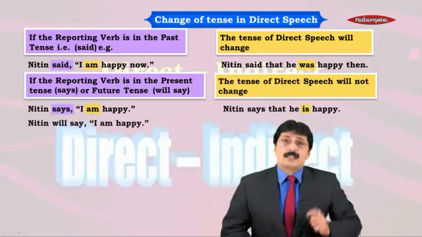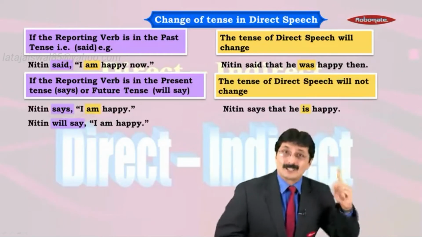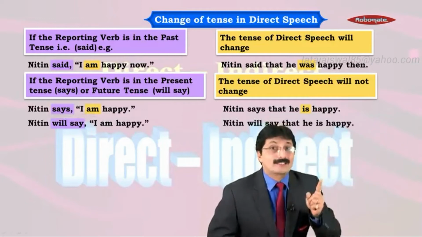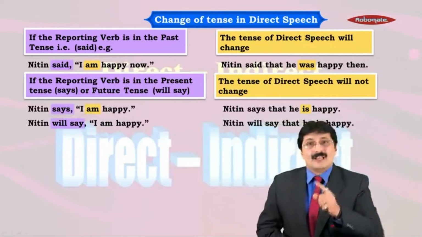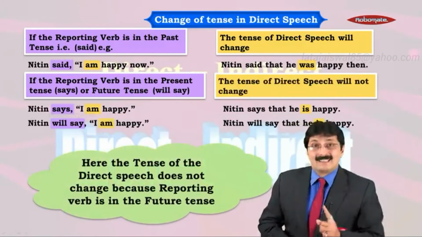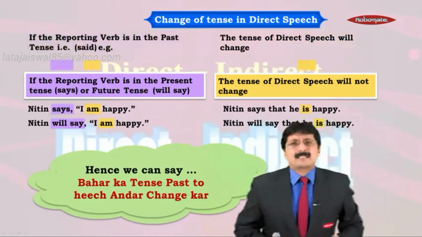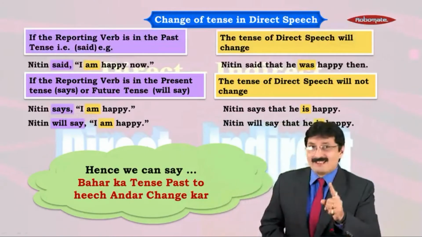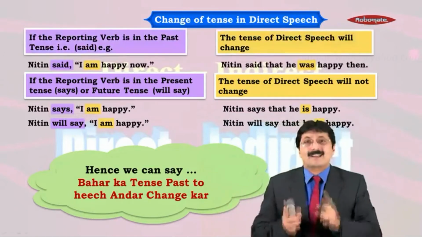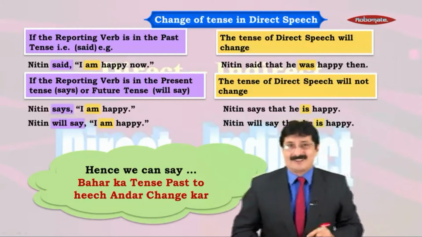Similarly, in the future tense, Nitin will say I am happy. Can you see? Will say is the future tense. So, the tense of the direct speech or the tense of the reported verb or the tense of the andar ka verb will not change. Nitin will say that he is happy. Again, am and is are the same, the present tense. So we can comfortably say, bahar ka tense past to hich andar change kar. Right? If and only if the tense of the reporting verb is in the past, then the tense of the reported verb will change. Bahar ka tense past to hich andar change kar.